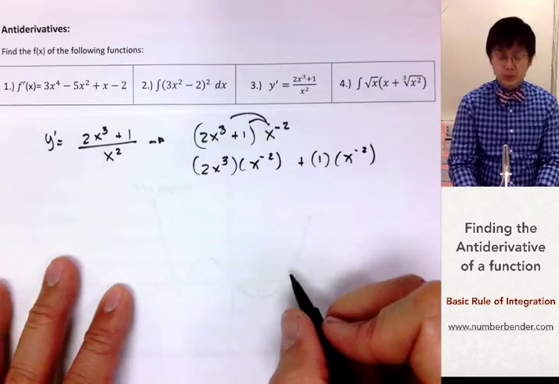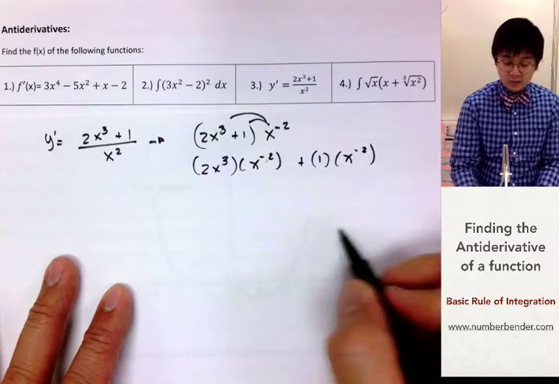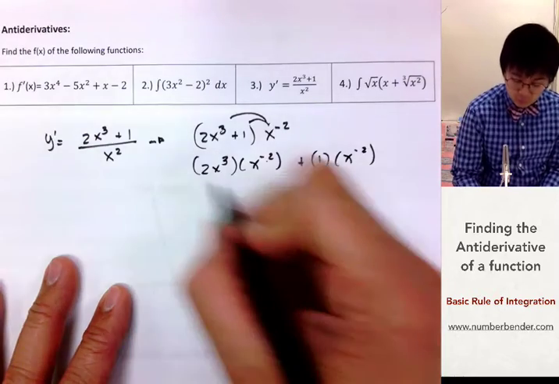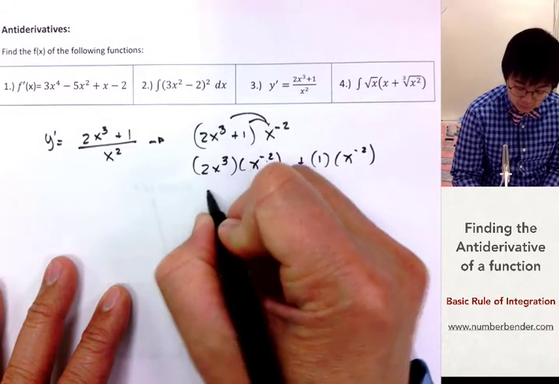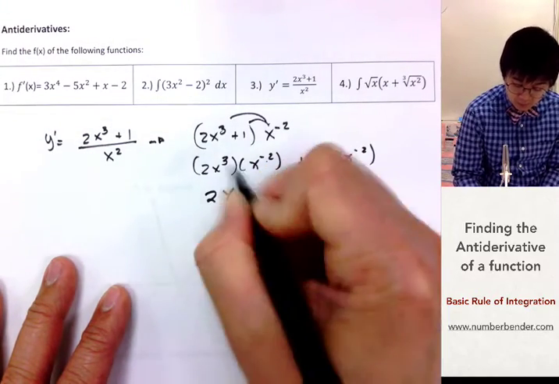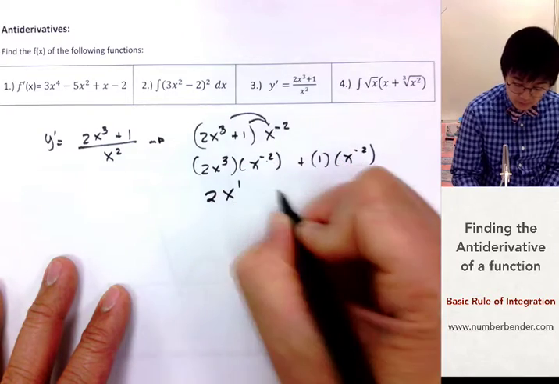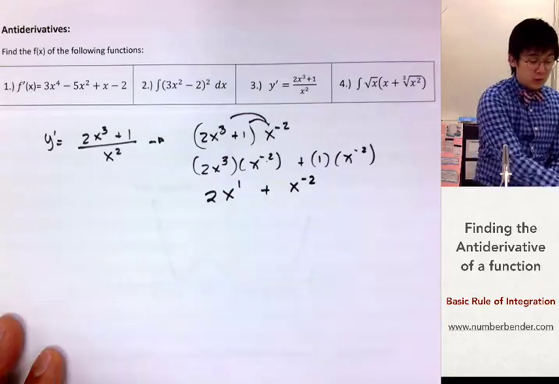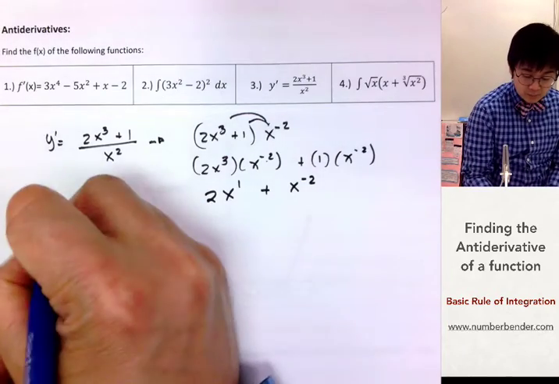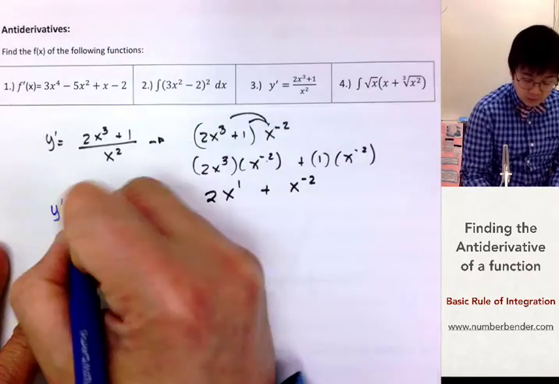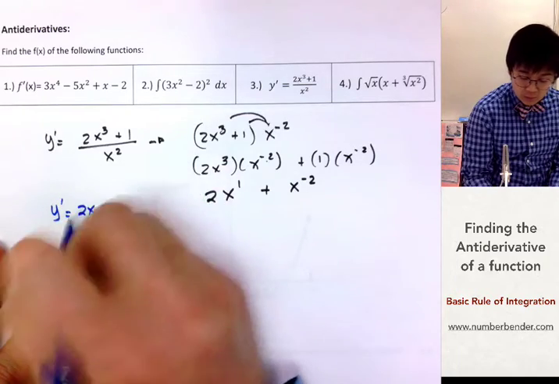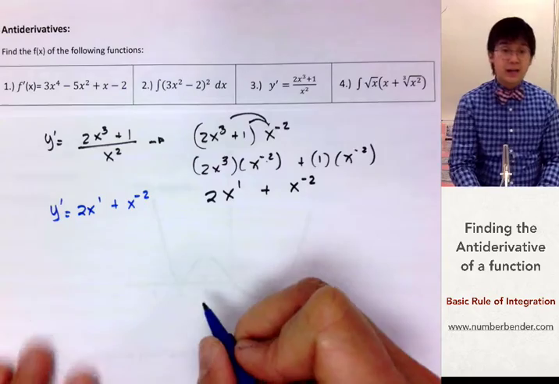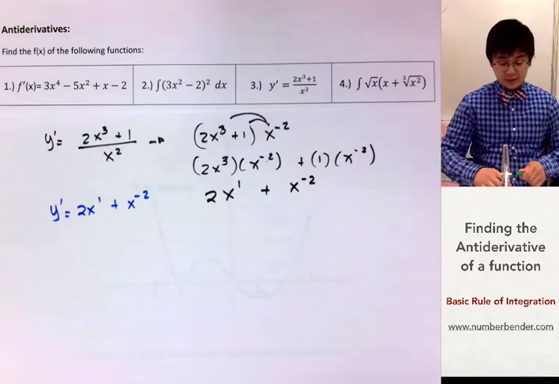By the law of exponents, we know we can add the exponents of a similar variable. So we can add this up, which will be 2x to the 3 minus 2, which is 1, plus x to the negative 2. Our new function will simply be y prime equals 2x to the 1 plus x to the negative 2. And now we're ready to find its antiderivative.